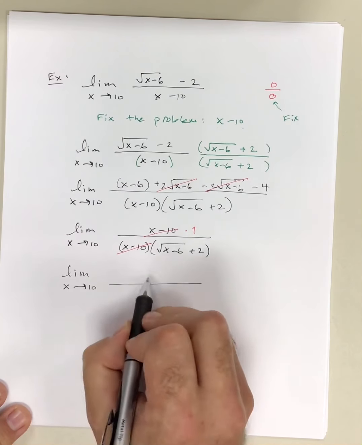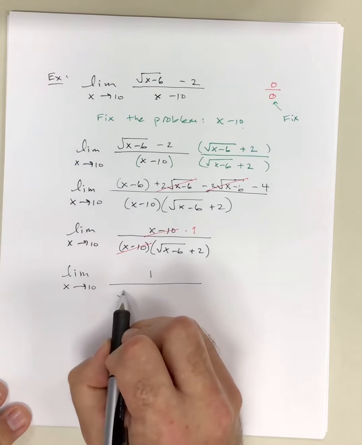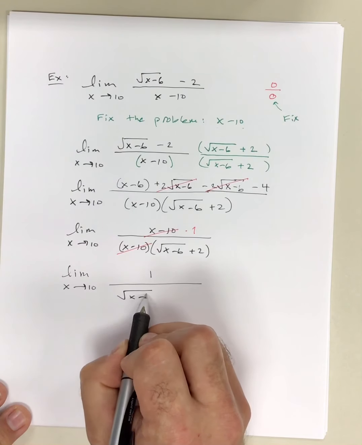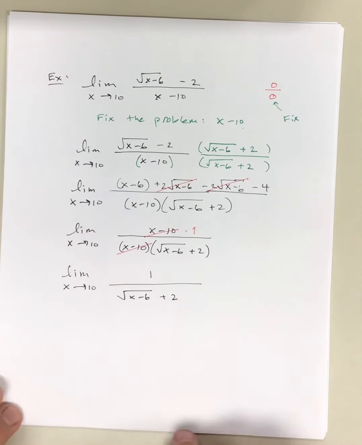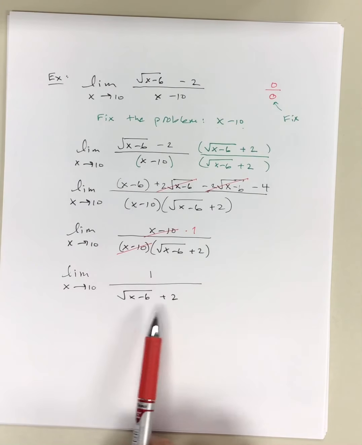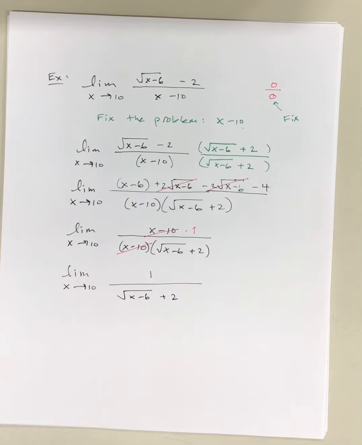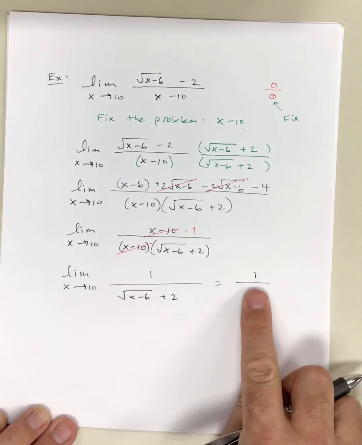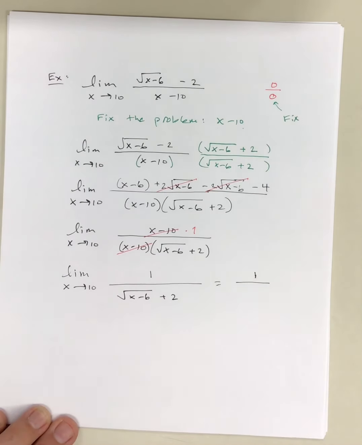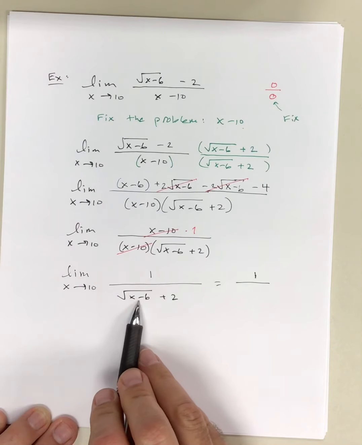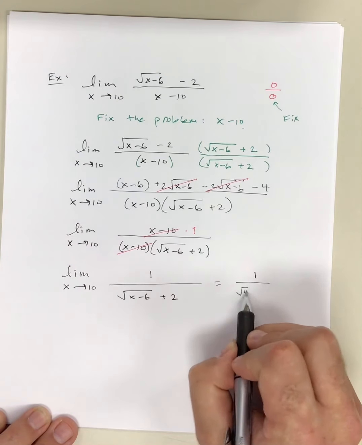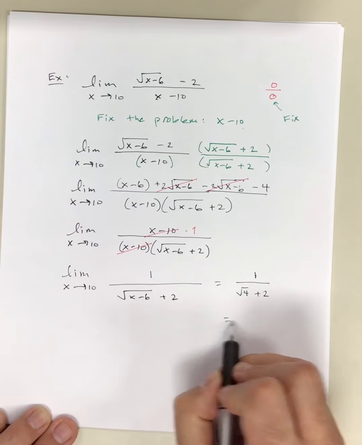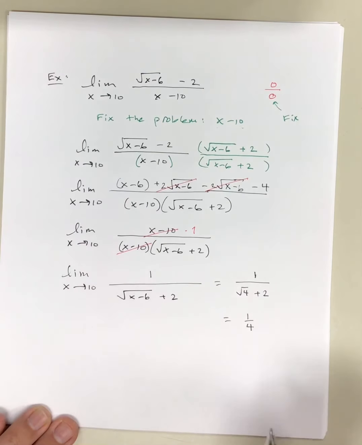So here we are. We have 1 as our placeholder. We have the square root of x minus 6 plus 2. And even though this might look weird, the truth is this function expression is continuous when x equals 10, and we can now evaluate this limit with direct substitution. Notice that's fresh. We have a 1 in the numerator. Plugging in 10 gives us the square root of 4. And ultimately, that simplifies down to 1/4.